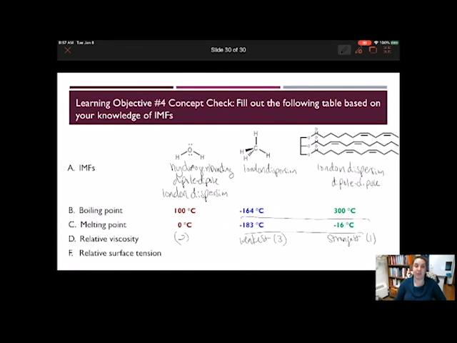And then surface tension is mostly due to intermolecular forces. So our strongest is going to be water. Our weakest is still going to be methane because, again, not a lot going on. And then our vegetable oil will be right in the middle.